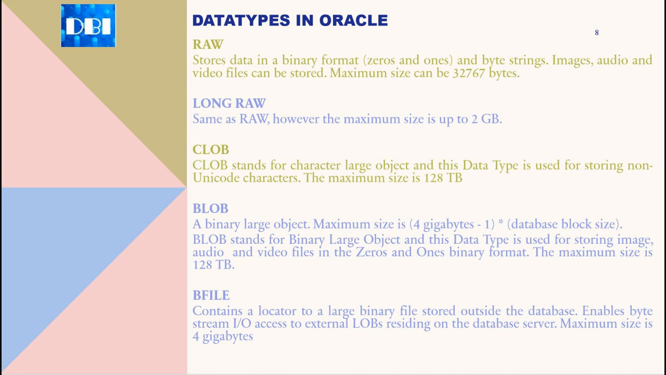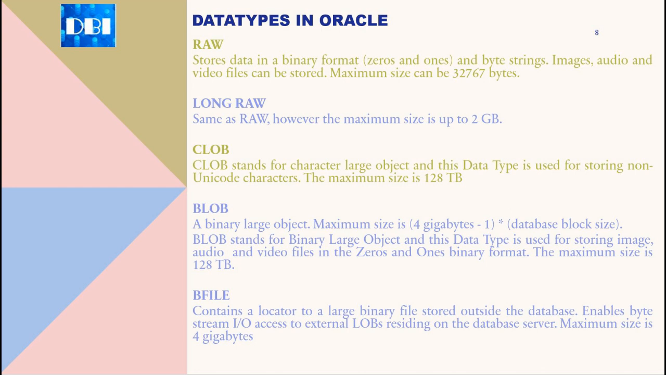CLOB. CLOB stands for Character Large Object, and this data type is used for storing non-Unicode characters. The maximum size is 128 TB. BLOB. A binary large object. Maximum size is 4 GB times database block size. BLOB stands for binary large object, and this data type is used for storing image, audio and video files in the zeros and ones binary format. The maximum size is 128 TB.